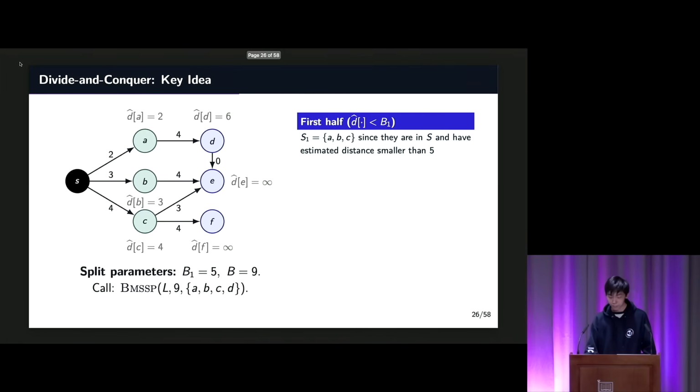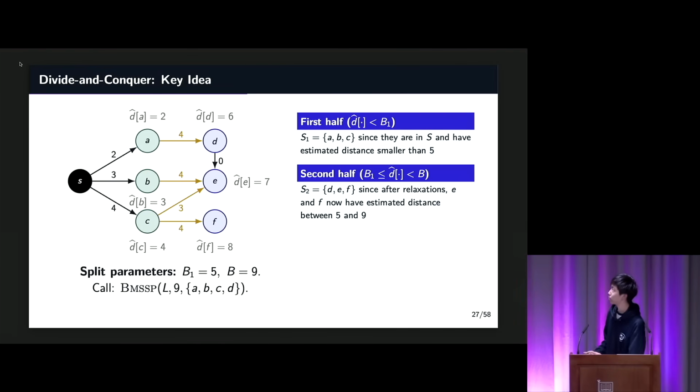So this will all be clearer with an example. Let's look at this graph where we have the parameters B1 equals 5 and B equals 9, and the set of sources is A, B, C, and D. So in the first half, we have S1 equals A, B, and C, since their estimated distances are smaller than 5 and they're in the source set initially. Okay? The second half is a little bit more involved.